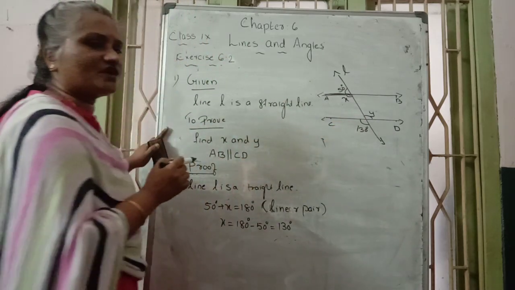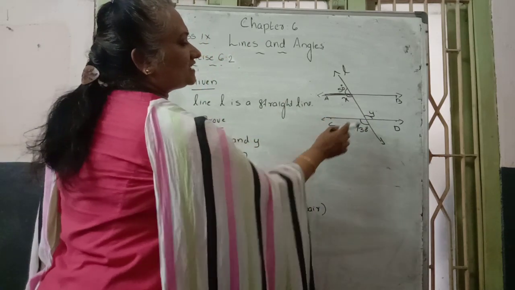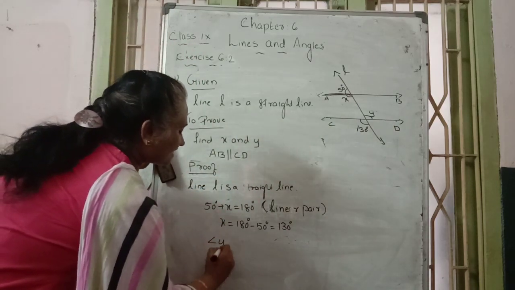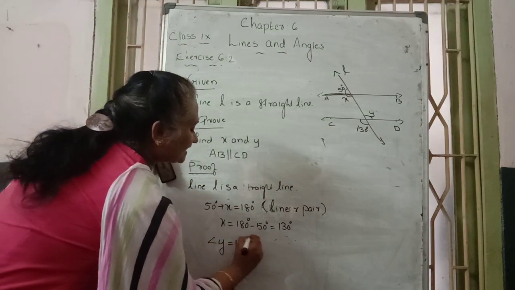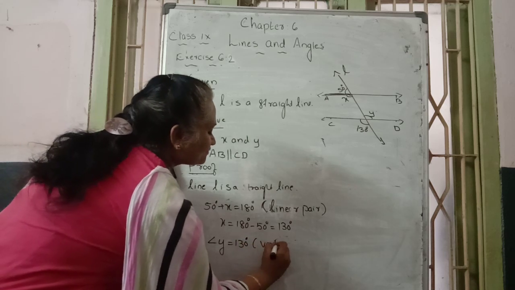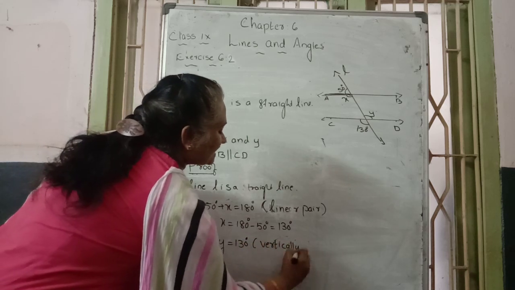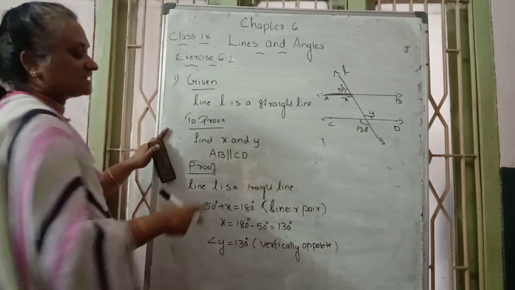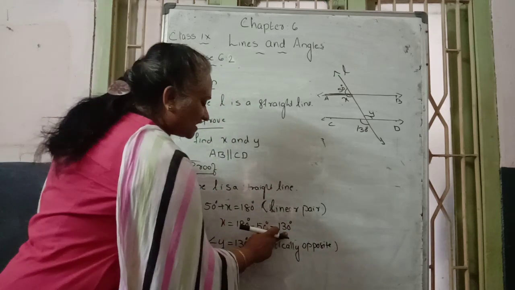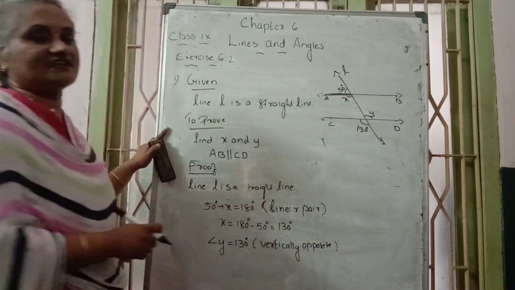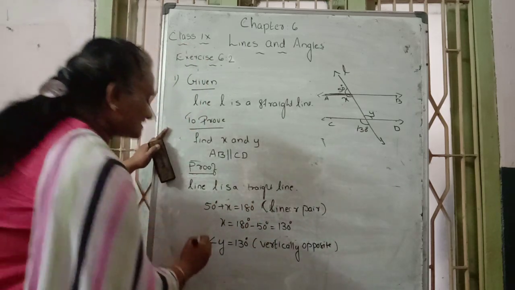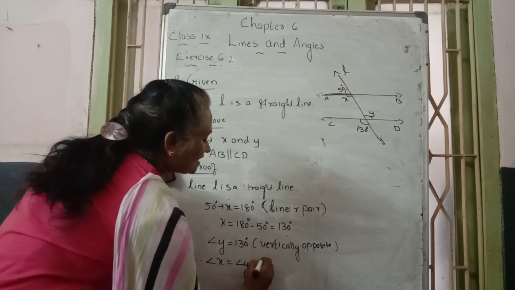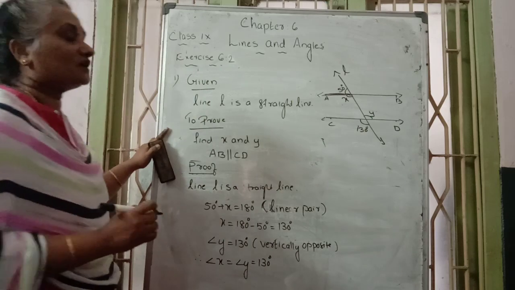Directly we can say, see, y and 130 are vertically opposite. So angle y is equal to 130 degrees because they are vertically opposite. So we found the x and y values. First part complete. Angle x is 130 degrees, and angle y is also 130 degrees.